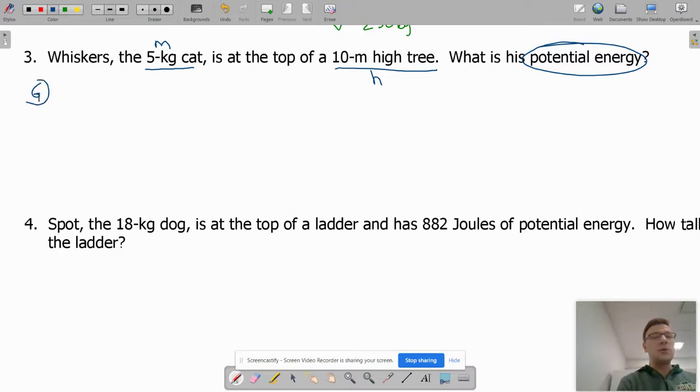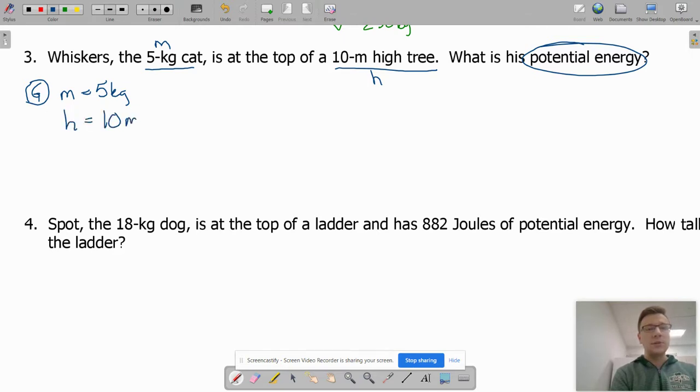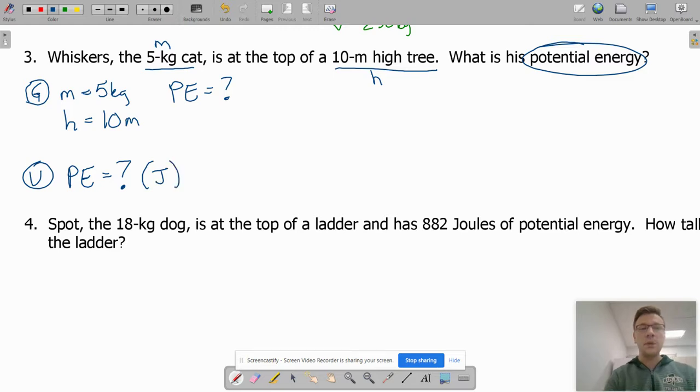So we'll go ahead and write out our givens here. It told us that the mass of Whiskers is 5 kilograms. It also told us that he is 10 meters above the ground, so his height is 10 meters. And then we are solving for his gravitational potential energy. We know that potential energy is measured in our new unit here of joules, capital J. Okay. We'll go ahead and write out our equation.